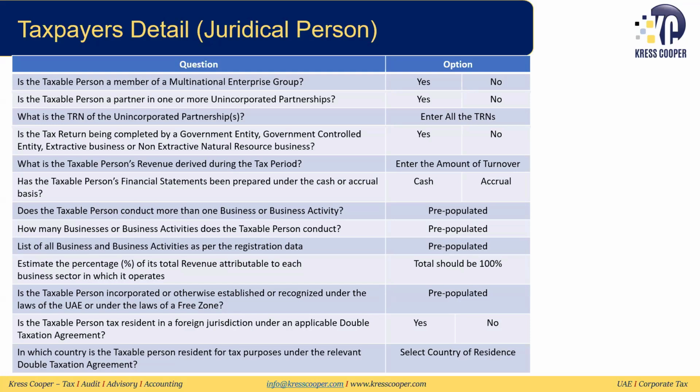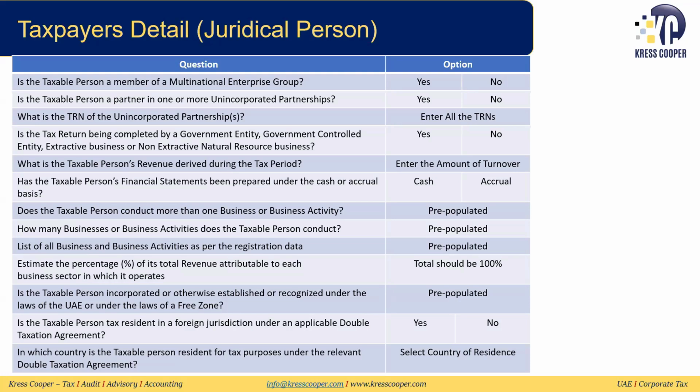Is the taxable person incorporated or otherwise established or recognized under the laws of the UAE or under the laws of the free zone? Again, this is pre-populated because this you would have selected in the registration itself. And when you're choosing the trade license issuing authority and other information, it will get pre-populated from there.